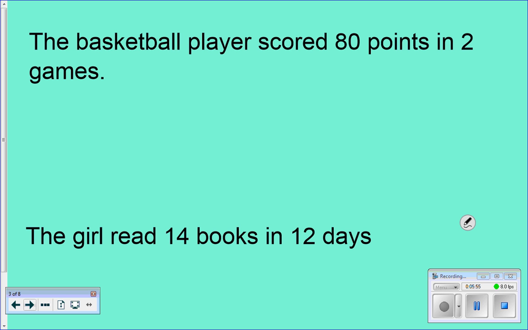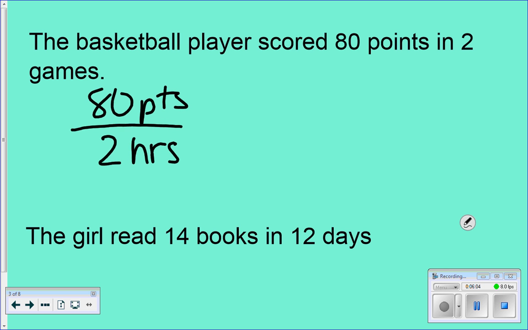Now, the easiest way to write a rate is to write it like this. 80 points in 2 games. That's a way to write a rate. There's about 3 other ways to write a rate, but I think this is probably the easiest way. You know why? Because if I set it up like this, what does this line mean again? Divide. I'm already helping myself figure out the unit rate. Because what do I have to do to find that unit rate? Take 80 divided by 2, and that's going to tell me how many points I score in 1 game. So I already know I'm going to score 40 points in 1 game.